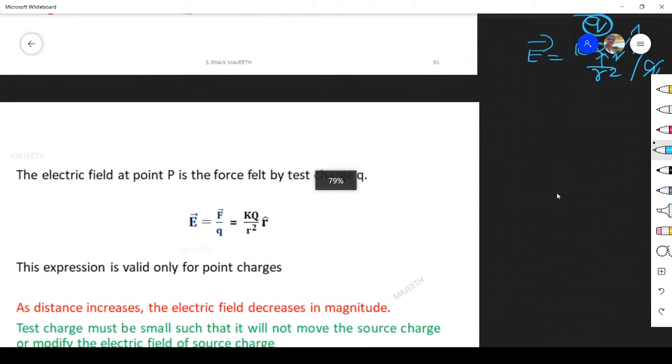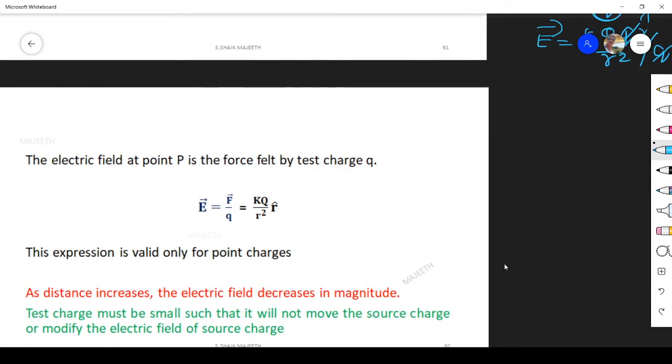Right? The next thing we have to remember is, we know this equation E is equal to kQ by r squared, where k is equal to 1 by 4 pi epsilon naught. This equation is only valid for a point charge, right?